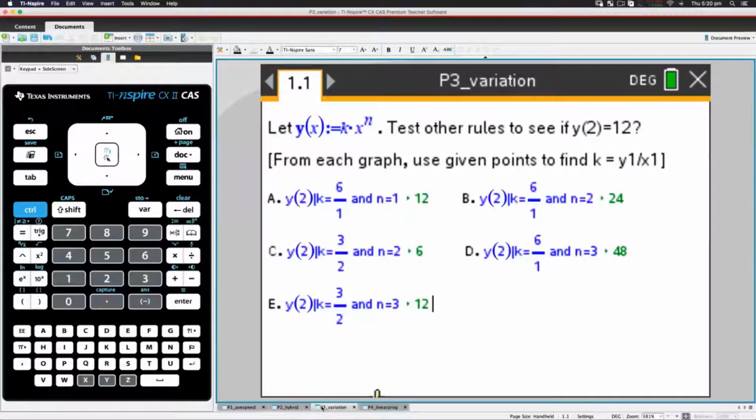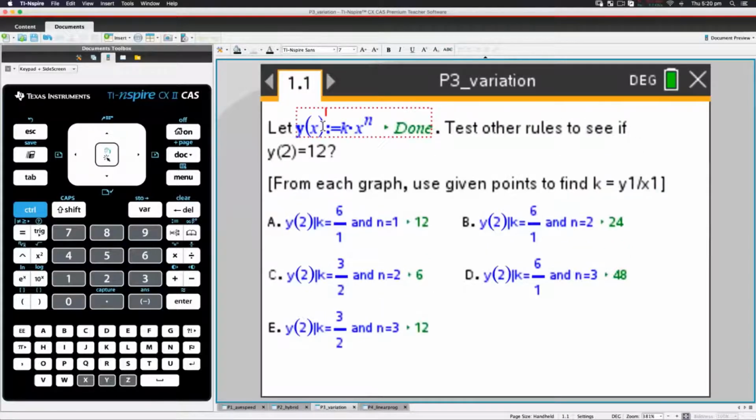So if you can remember, or you want to look back at, or you printed out the graphs themselves, what we're going to do is test each of the rules and see whether indeed the point x is 2 does come up as y equals 12. Now, recall the first one.